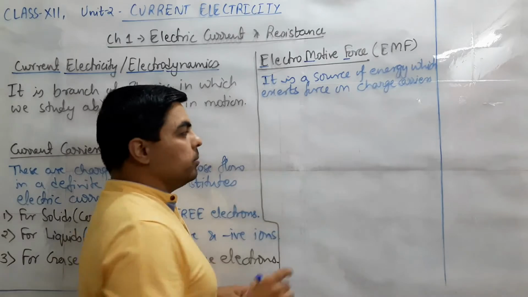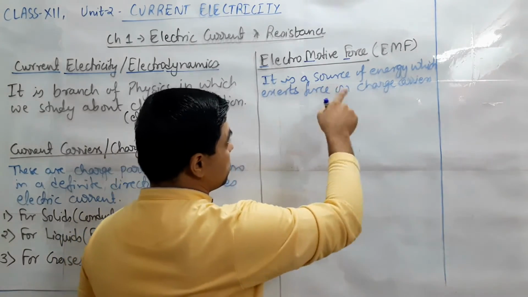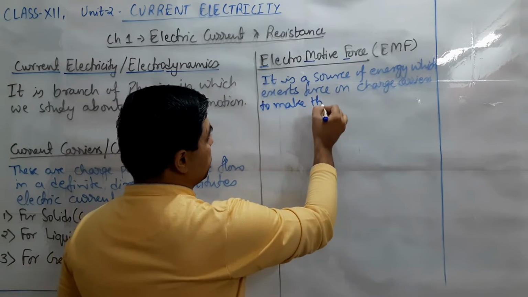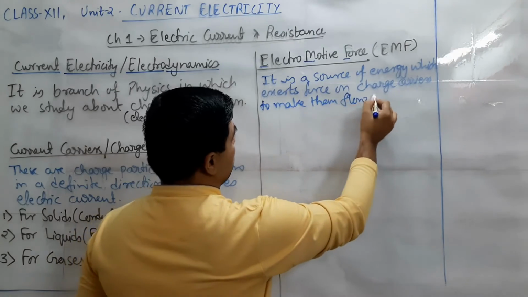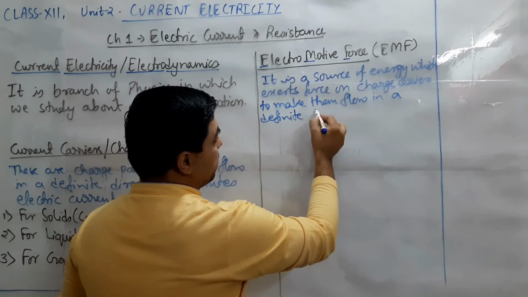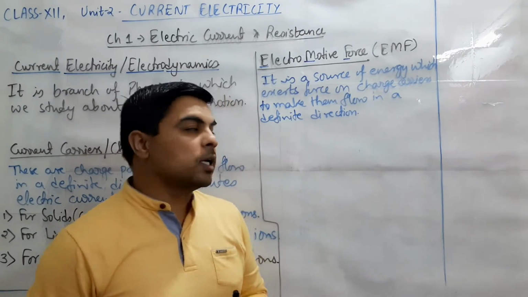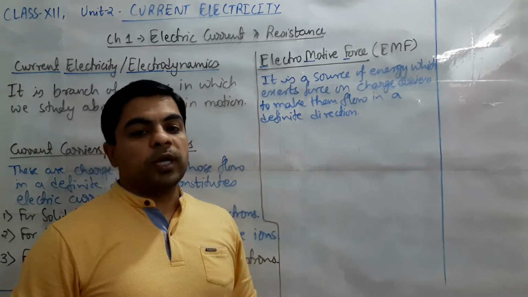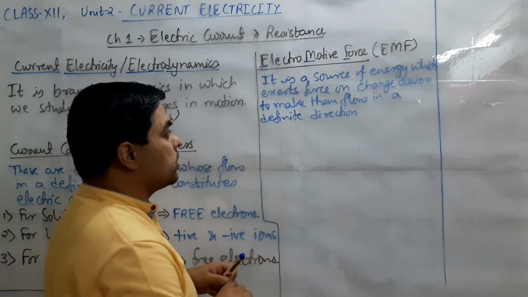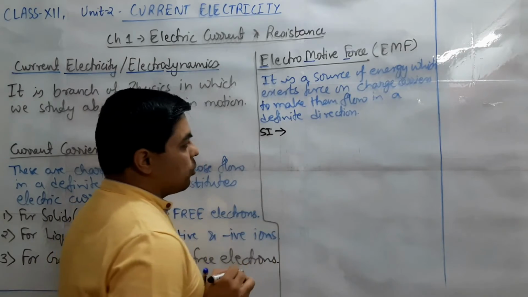the type of medium. So on the charge carriers, the source of energy exerts force to make them flow in a definite direction, so that they can make electric current, that we require here. And that source which will do this work is known as electromotive force, in short EMF. Now if we consider the concept of the unit of this factor, the SI unit, how will we define it?